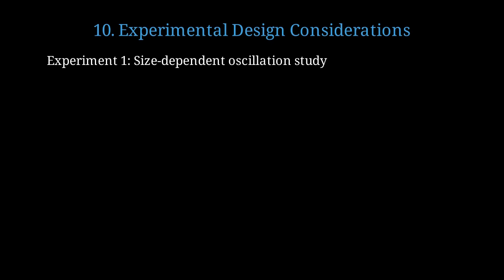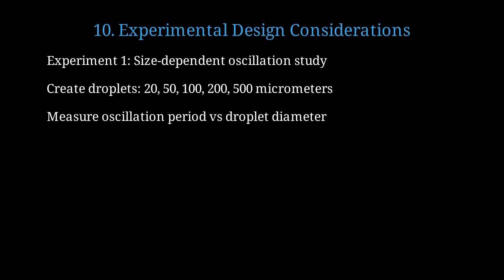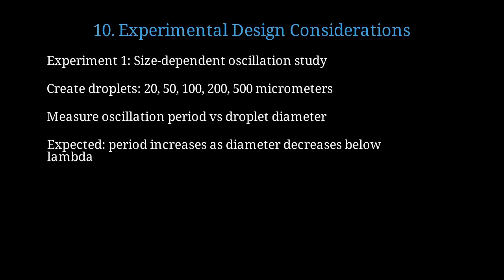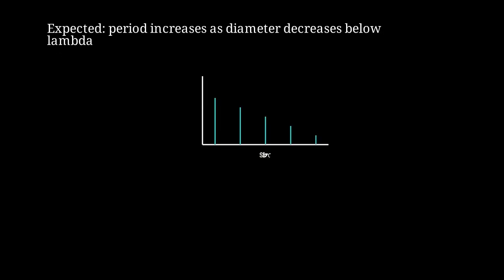Let's discuss how to design experiments with confined BZ reactions. The first experiment examines how oscillation frequency depends on droplet size. Create monodispersed droplets with diameters of 20, 50, 100, 200, and 500 micrometers. Measure the oscillation period for each size using time-lapse microscopy. The expected result is that period increases as diameter decreases below the critical length lambda. A graph showing period increasing as size decreases, particularly below the critical diameter.